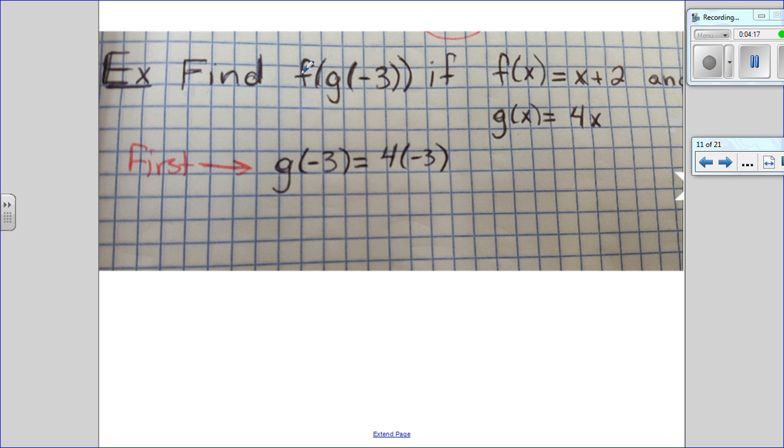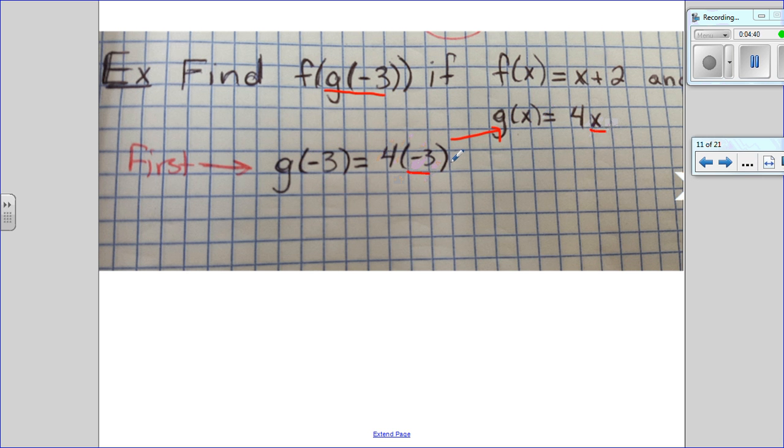Okay, so this time we have f of g of negative 3, if f of x is equal to x plus 2, and g of x is equal to 4x. So we're first going to go ahead and do this inside part, g of negative 3, and that's what you have right here first, g of negative 3.